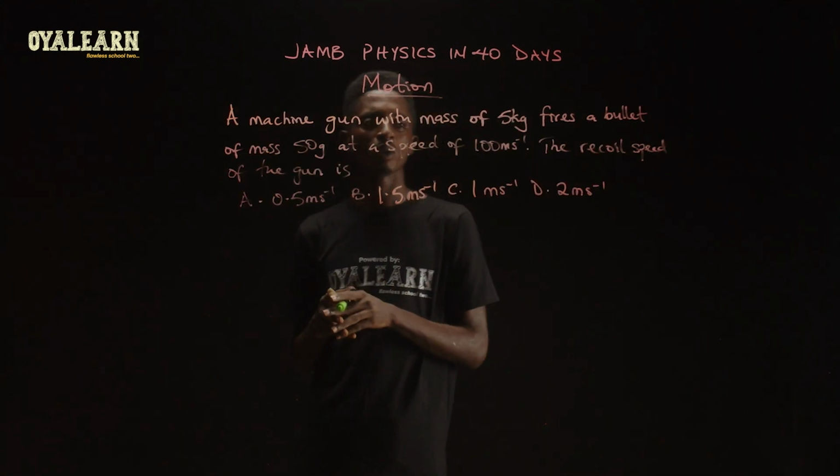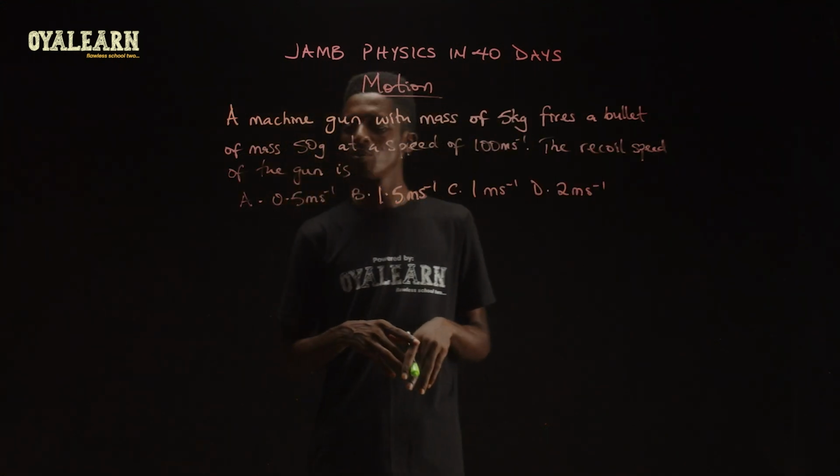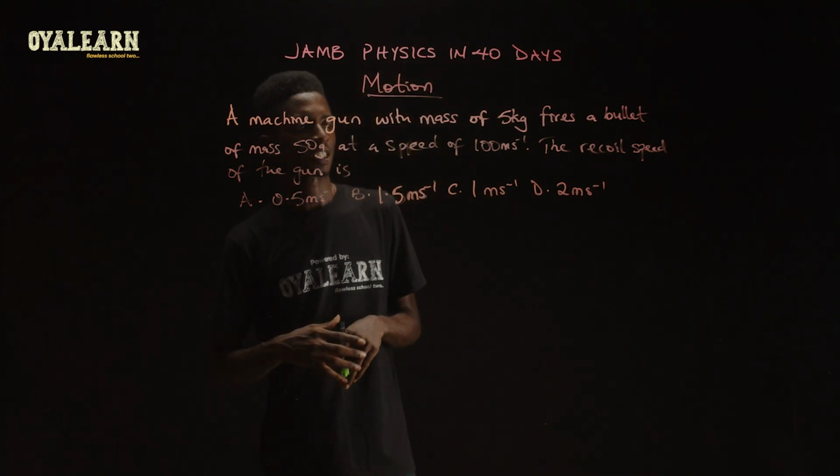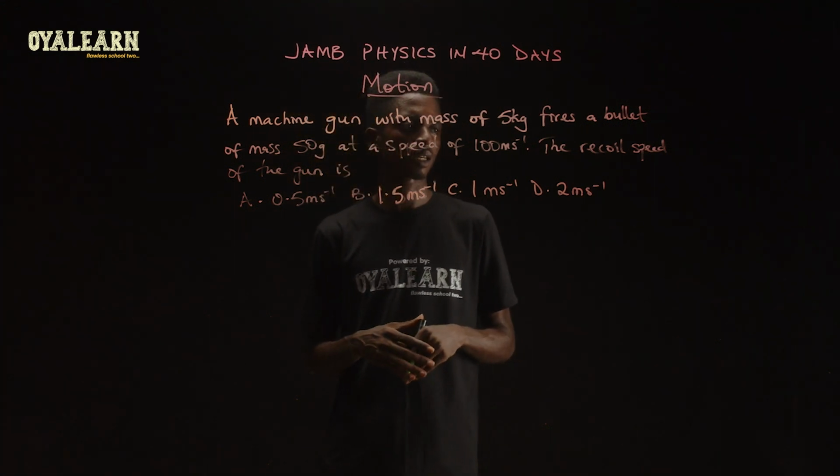A machine gun with a mass of 5 kg fires a bullet of mass 50 grams at a speed of 100 meters per second.